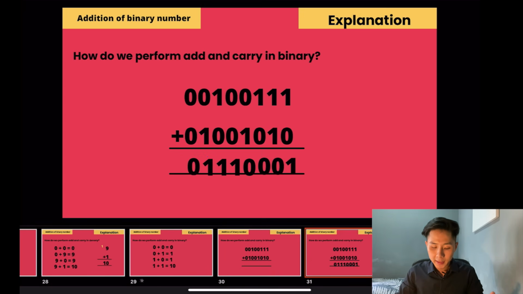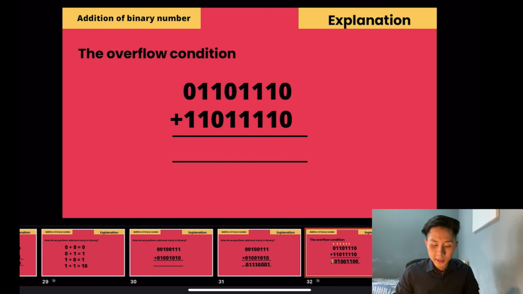So that's the answer. And here I want to introduce another condition called the overflow condition. It might happen. So let's do this addition again. You can pause the video to try it yourself. 0 plus 0, we get 0. Then 1 plus 1, 1, 0. 1 plus 1 plus 1, 1 with a carry of 1.